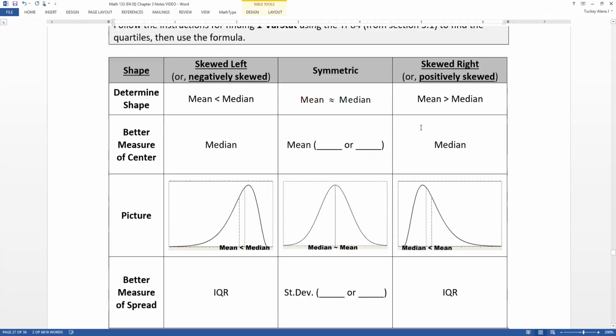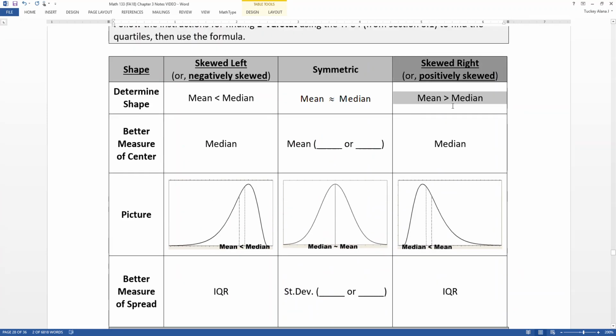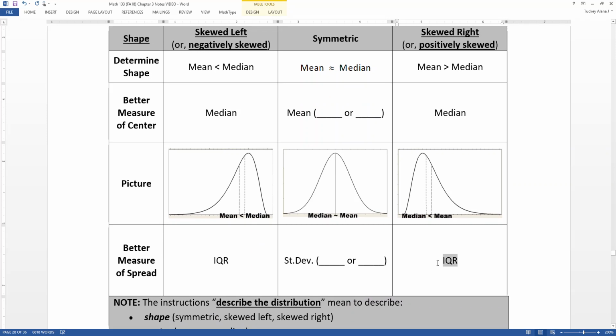Okay, so similarly, if it's skewed right, that would mean the mean is significantly greater than the median, in which case you'd want to use the median again because the median is resistant to that skewing, and so is the IQR. So they go together. The median and the IQR go together like peas and carrots, right? So if you have the median here as your better measure of center, then you have the IQR to go with it as your better measure of spread.